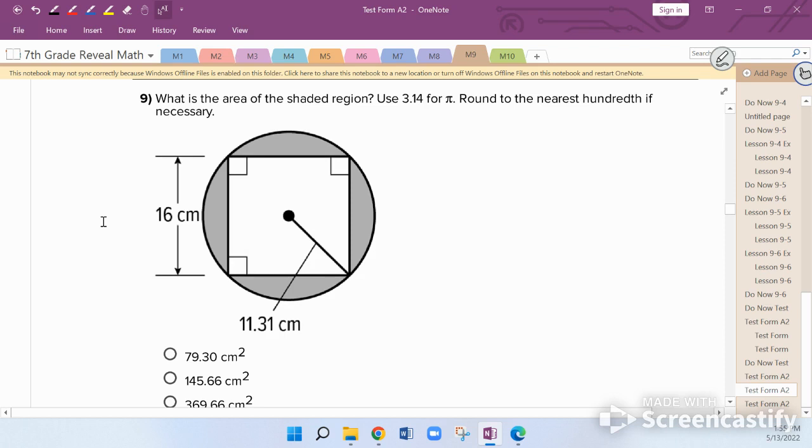What is the area? Oh, it's asking for area again. So I'm going to use all those area formulas we know of the shaded region. As soon as I see that word shaded, that makes me think I might be subtracting in this one because this one has a big gap in the middle. That square is like a hole in the middle that we have to subtract.